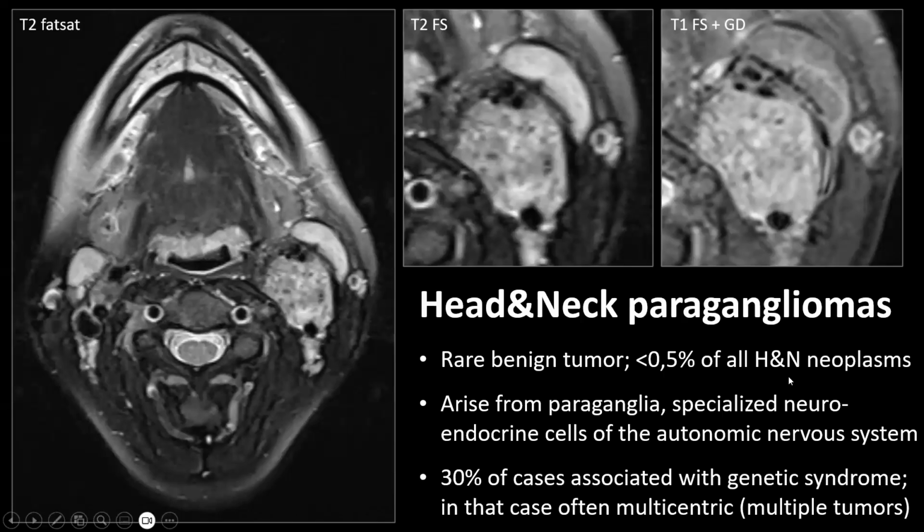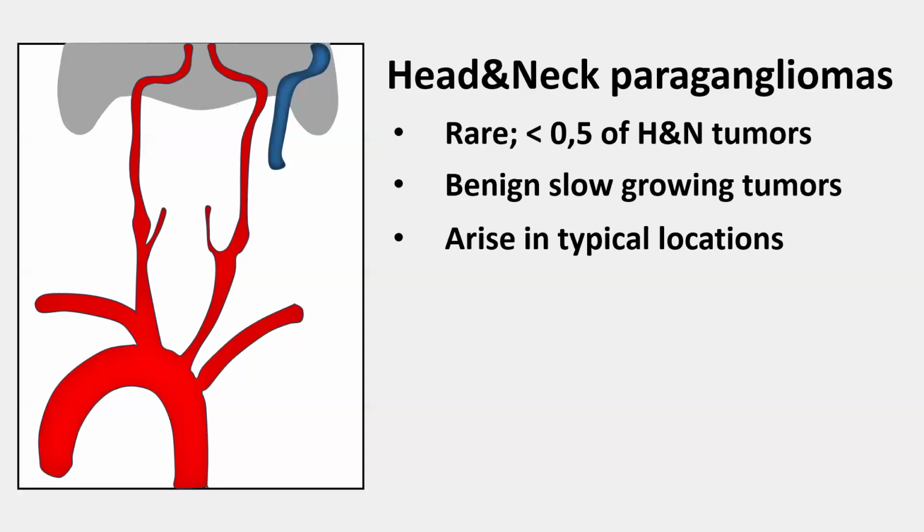30% of patients with paragangliomas will have a specific genetic mutation or disorder, like multiple endocrine neoplasia, neurofibromatosis type 1, or von Hippel-Lindau disease, just to mention some. And in patients with genetic paragangliomas, and 30% is a lot of them, you will often find multiple tumors. So the disease is often multicentric.